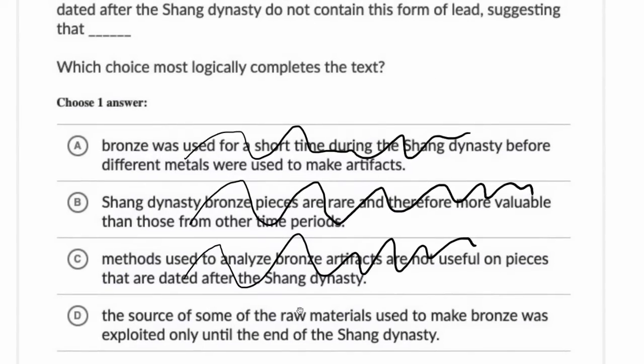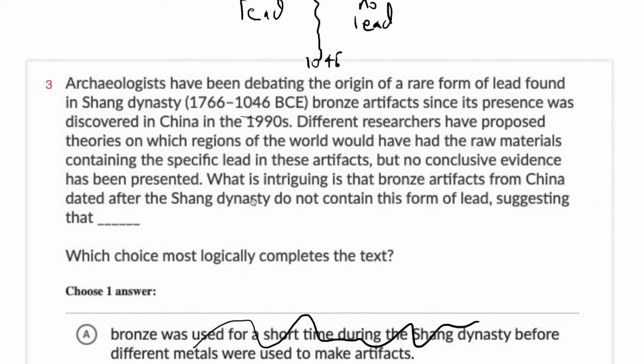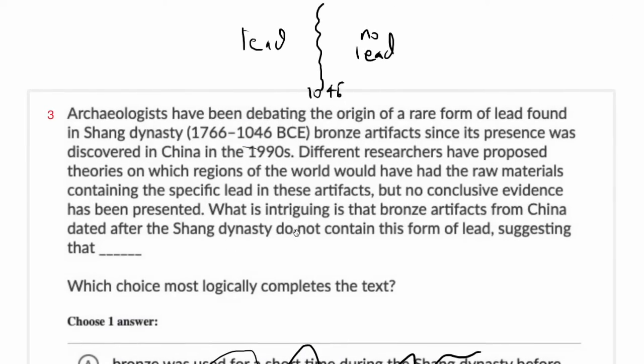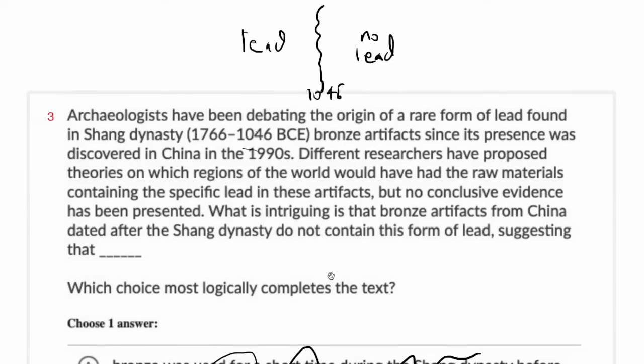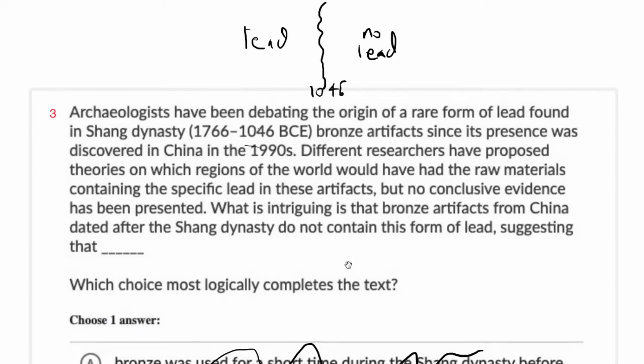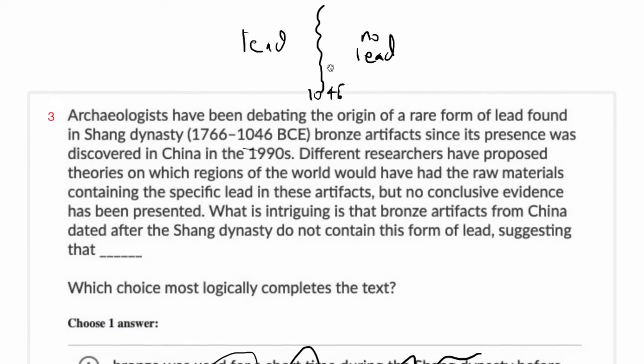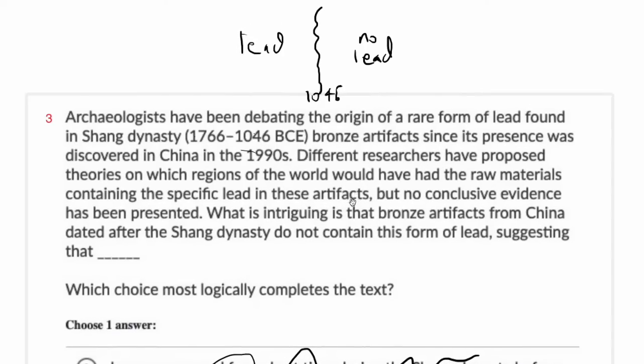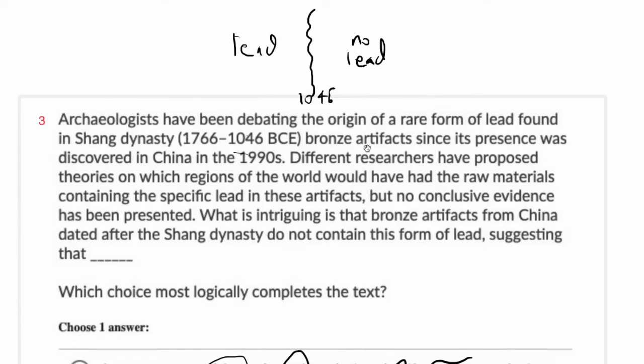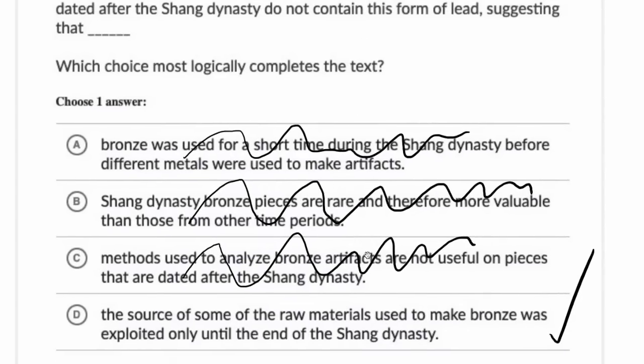The source of some of the raw materials used to make bronze was exploited or made use of only until the end of the Shang dynasty. Well, yeah, so here's an example of where I didn't even write anything down as an approximate answer. It didn't have anything that really came to mind, but thinking about that dividing line and what I came up with, it wasn't great. There's some reason they stopped using lead, but it connects us to our answer anyway.